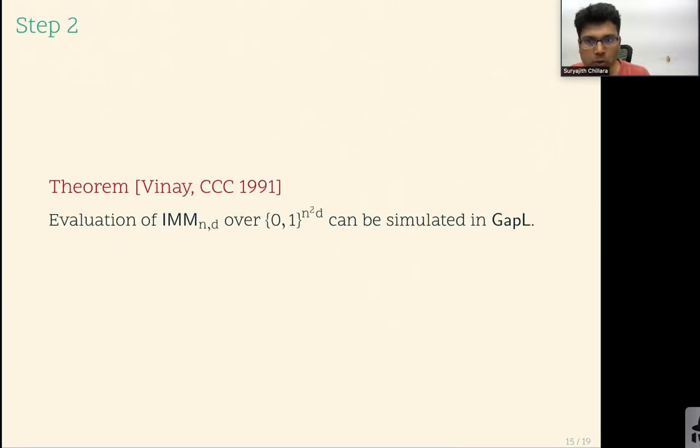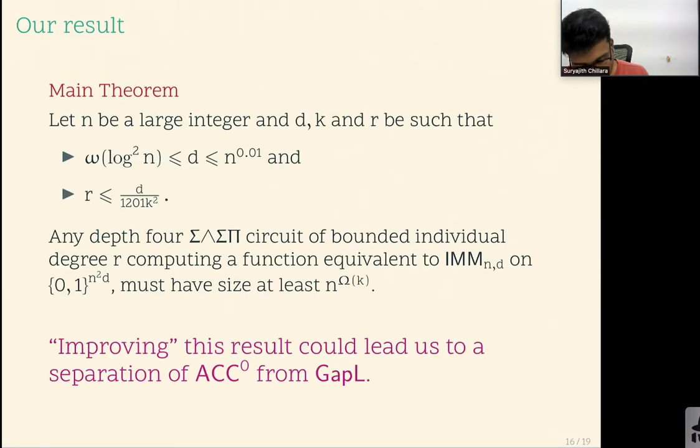And step two: it was shown by Vinay, Toda and Damm in 1991 that evaluation of iterated matrix multiplication over 0 1 power n square can be simulated in GapL. This is a well-known result. So both of these steps give us the theorem that we need.